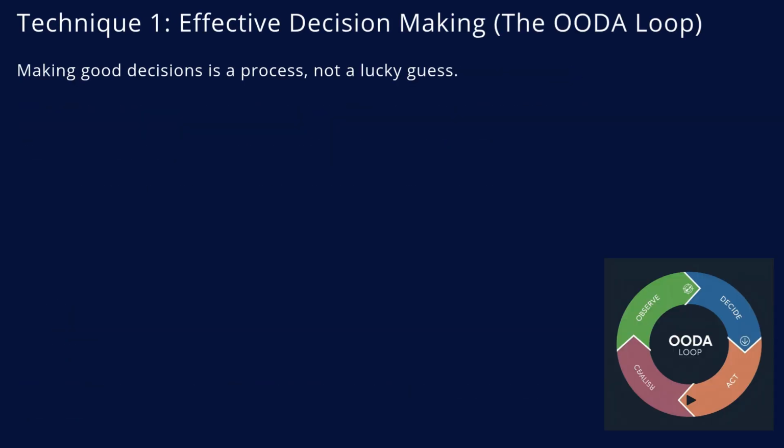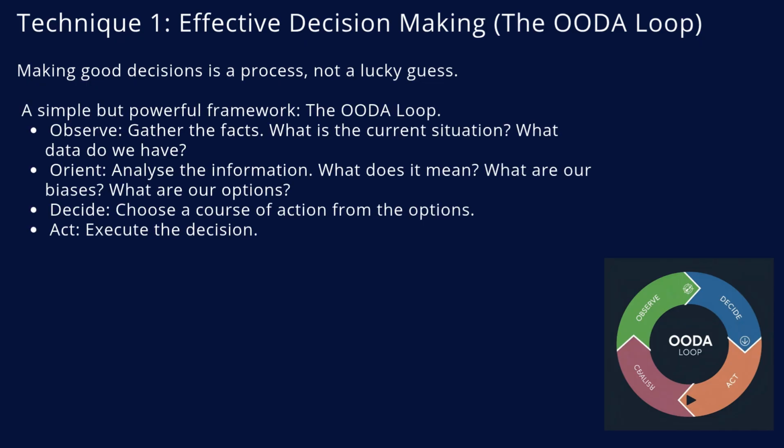The first technique in our toolkit is effective decision-making. In a professional environment, we can't just flip a coin, we need a structured way of thinking to improve our chances of making a good call. A fantastic, simple model for this is the OODA Loop. It was developed by a military strategist, but it applies perfectly to business and technology. It has 4 stages. First, you observe, gather the raw data and facts.